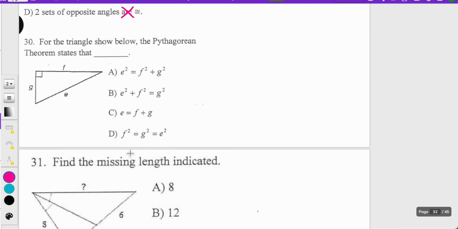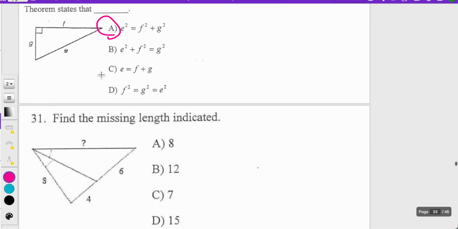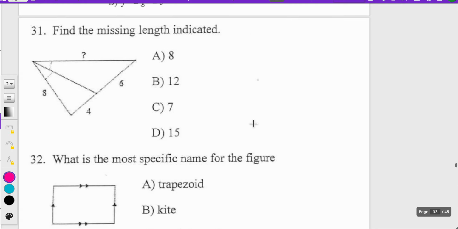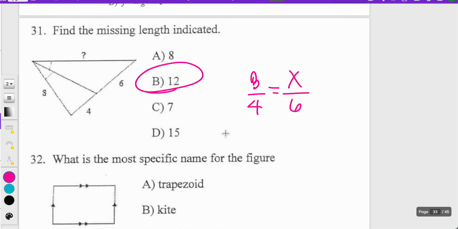For number 30, for the triangle shown below, the Pythagorean theorem would state that f squared plus g squared is equal to e squared. So that would be option A. For 31, finding the missing length indicated. If we chose maybe to do 8 over 4, we would just stick with that same pattern, x over 6. 48 divided by 4 is going to give me B, 12.